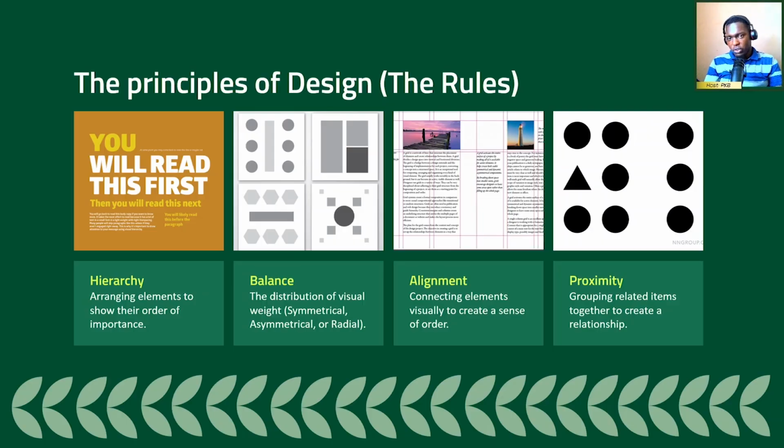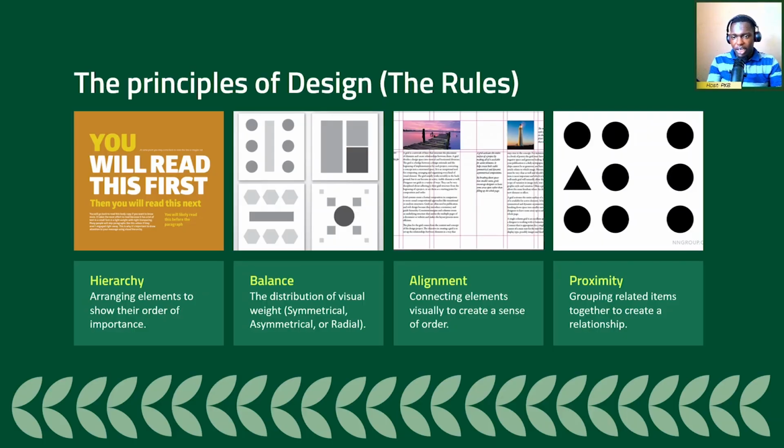The most important in most cases will be the title. If it's an event flyer, the most important one will be the title of the event, and there may be the theme of that event, and then other details like the date, time, and call to action. The next one we have here is balance. Balance is the distribution of visual weight. Balance is basically when you have equal amounts of weight of a design on each side to balance the work out. Here it says that we have symmetrical balance, asymmetrical balance, or radial balance.